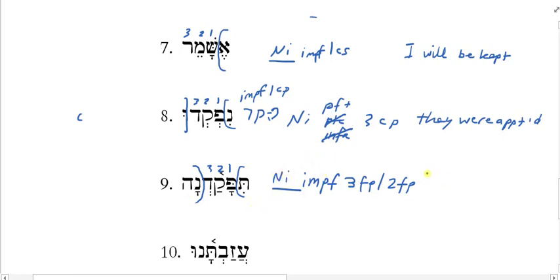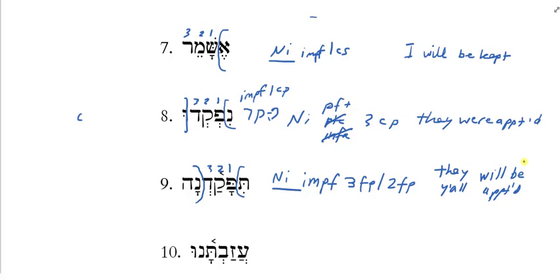And so how am I going to translate this? 3 FP, subject is they. 2 FP, you or y'all. And then imperfect, nifal, got to make it passive, will be appointed. Okay? In the cases where we have imperfects, can they also be jussive? Yes. So where we have imperfects, remember, the jussive is also a possibility.